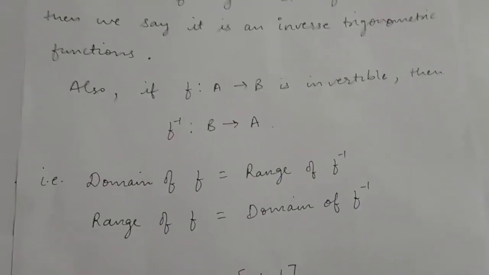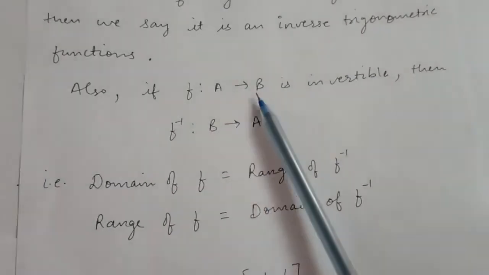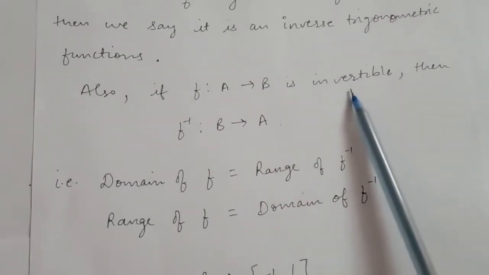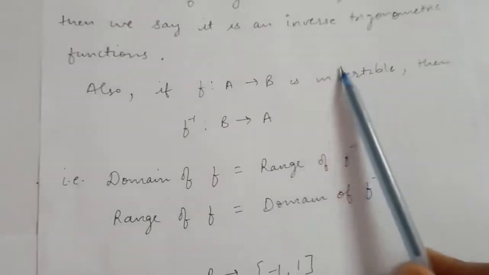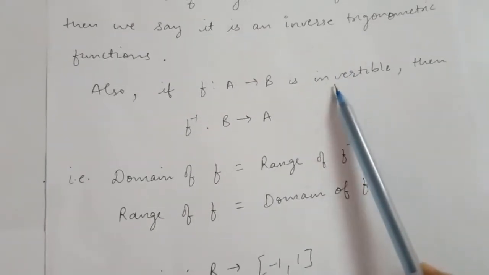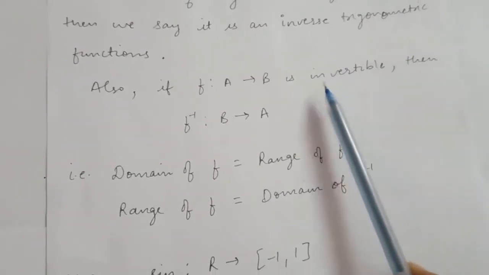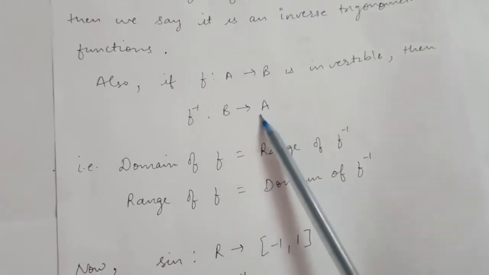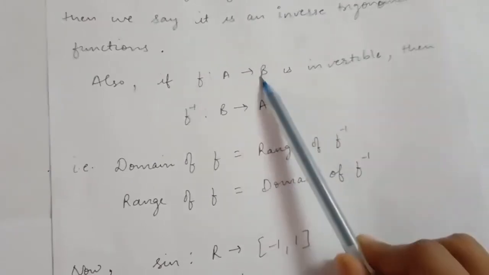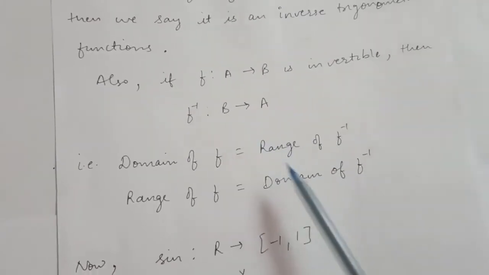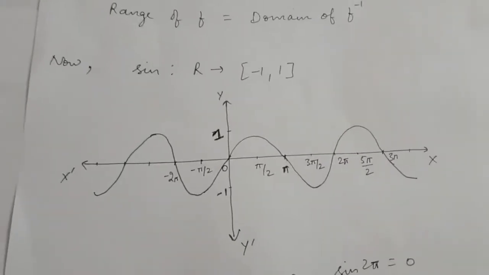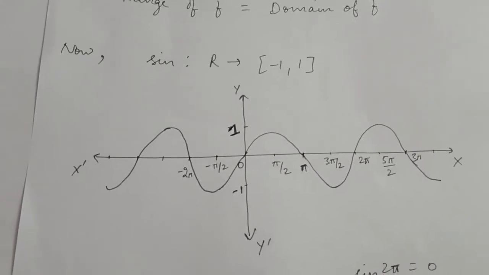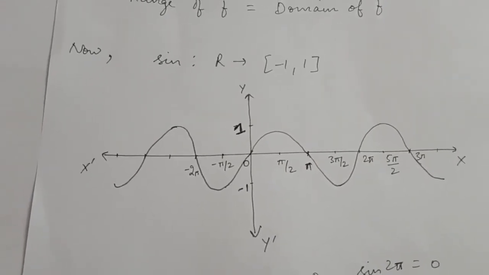Also see, if the function f from the set A to B is invertible, that is f is both 1-1 and onto, then only f is invertible, and f is invertible means f inverse exists. Then f inverse will be from B to A, that is the domain of f will become the range of f inverse, and the range of f will become the domain of f inverse, right? Now we will discuss the trigonometric functions and find the inverse trigonometric functions, right?